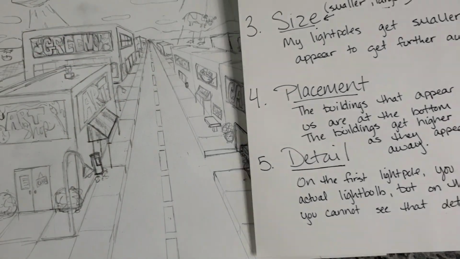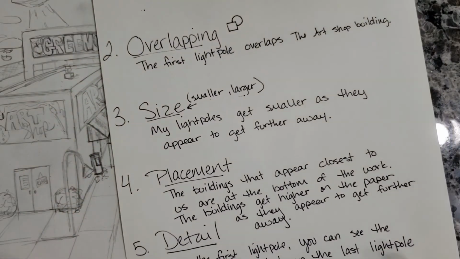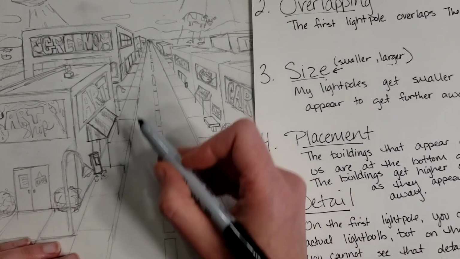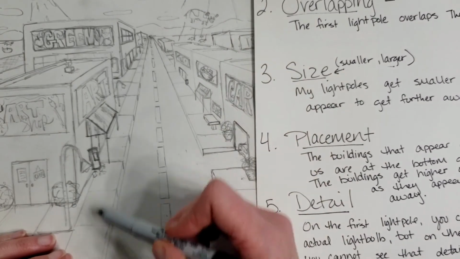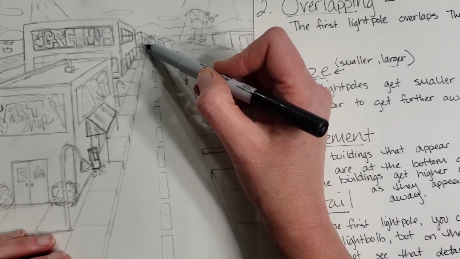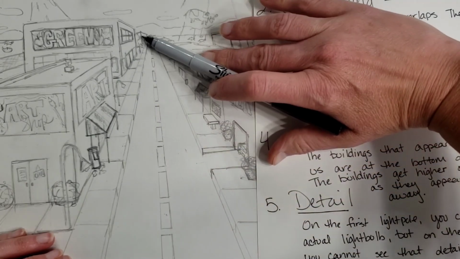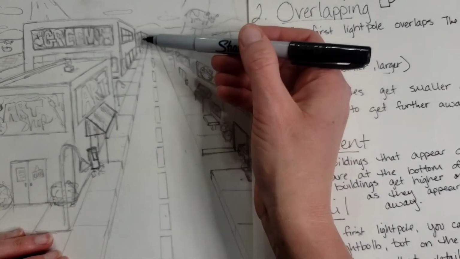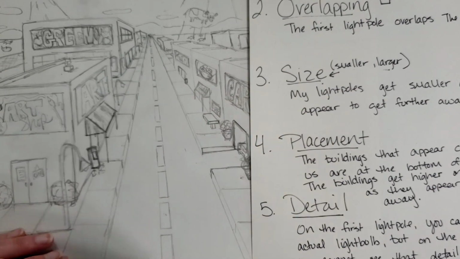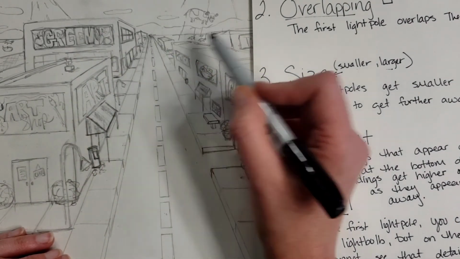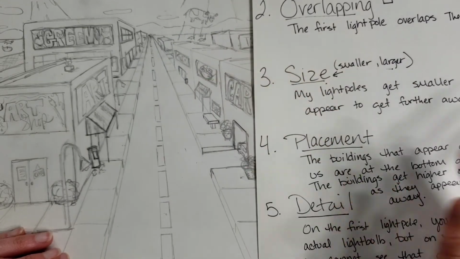And one thing that you're going to notice is that all of these work together. As things get further away, they lose detail. As things get further away, they get smaller. As they get further away, they move up on the picture plane. As things get further away, they get overlapped by things that are not as far away. And all of those things use linear perspective to help create the illusion.